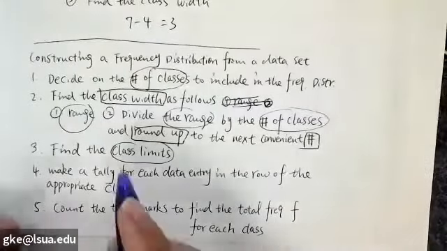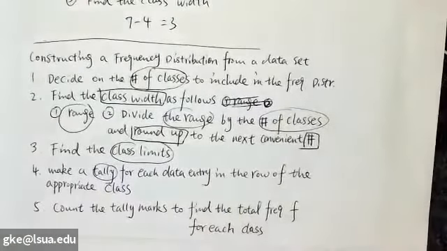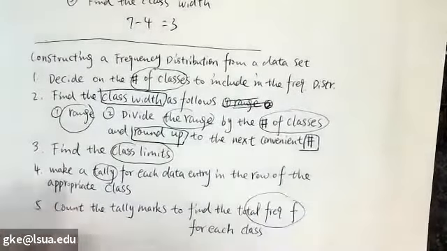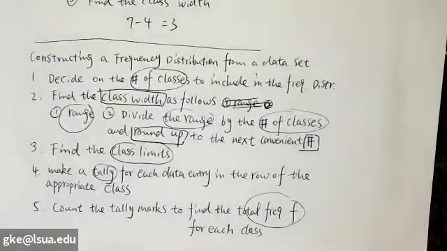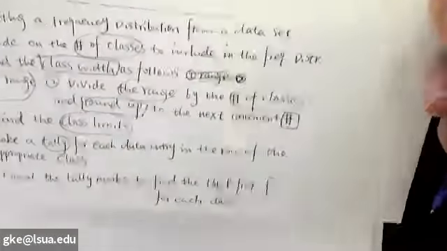And then make a tally for each class and count the total frequency. Count the total frequency. Okay, that's it. So let's start one example. We're going to use these 5 steps.